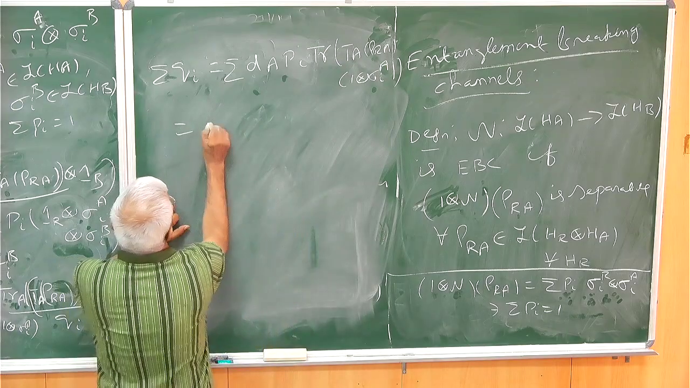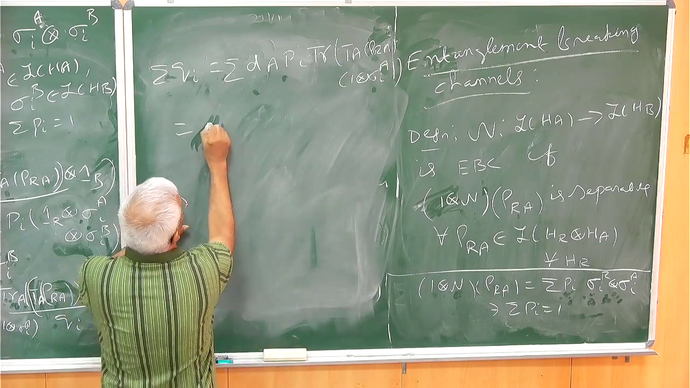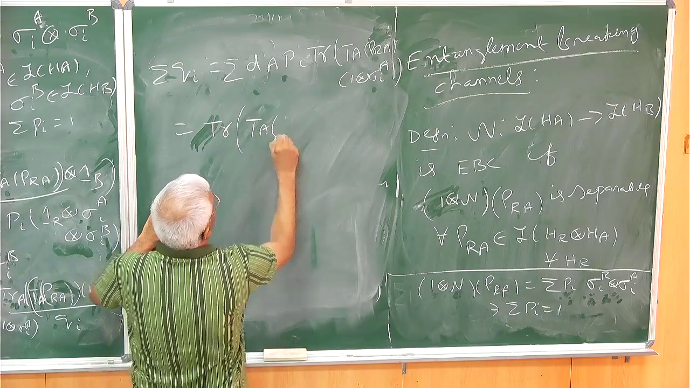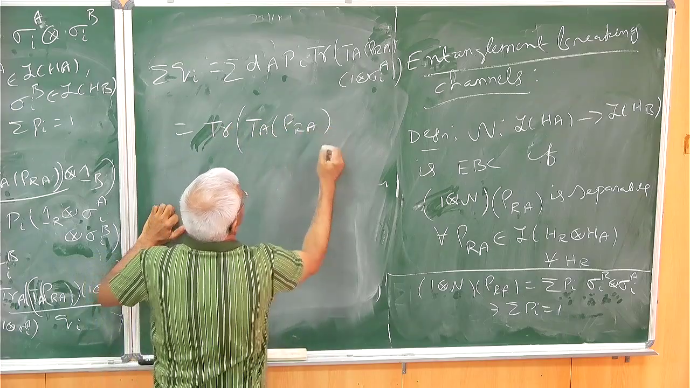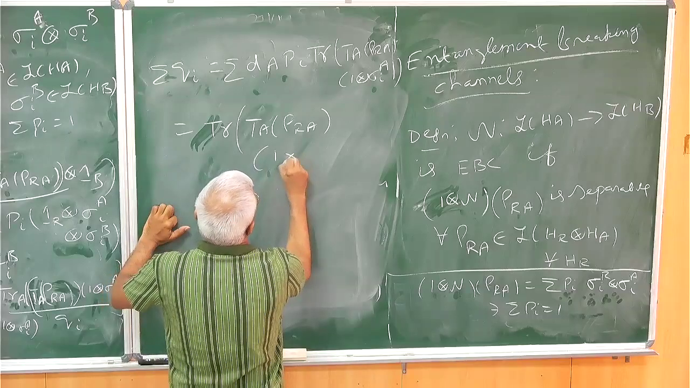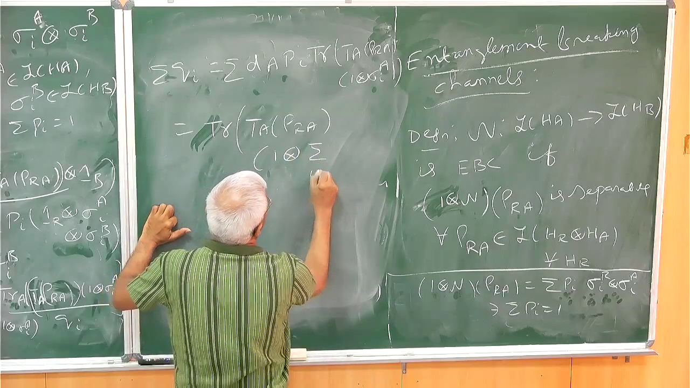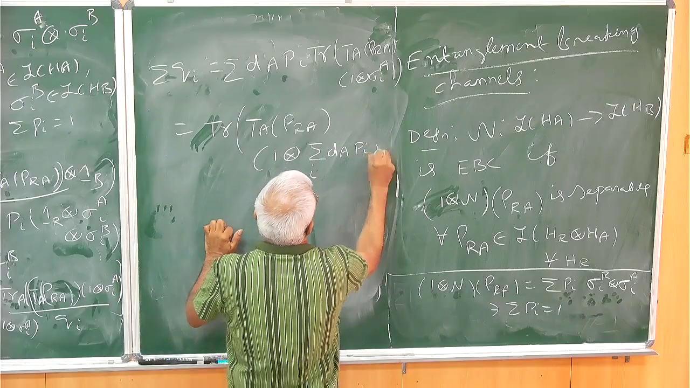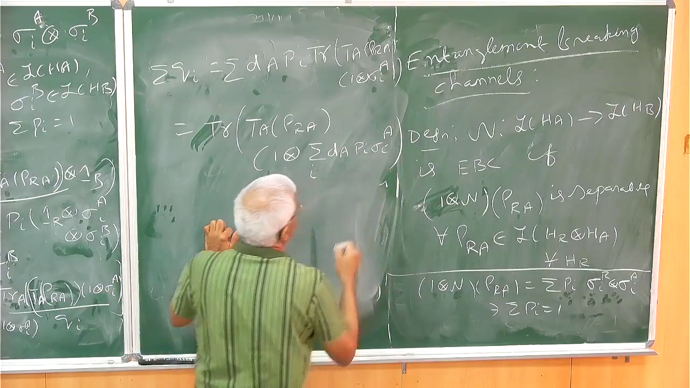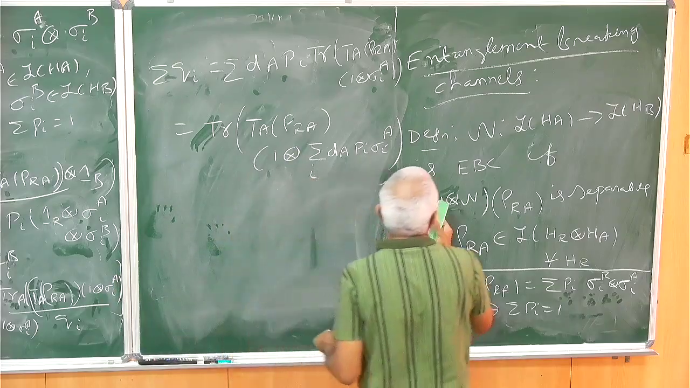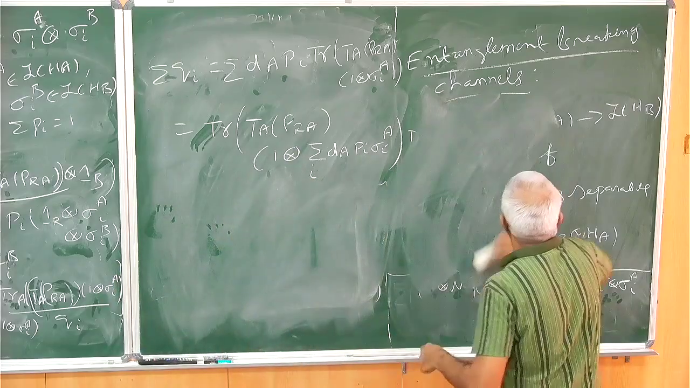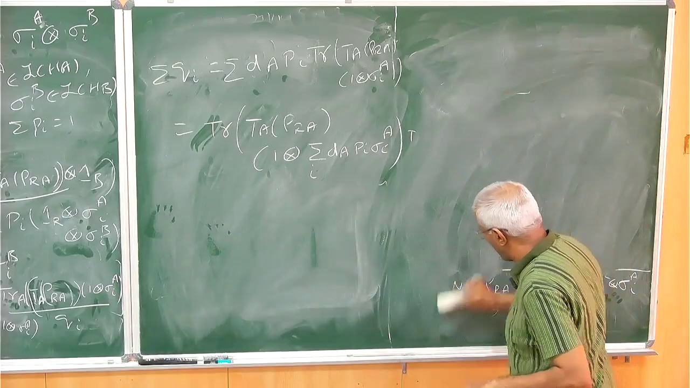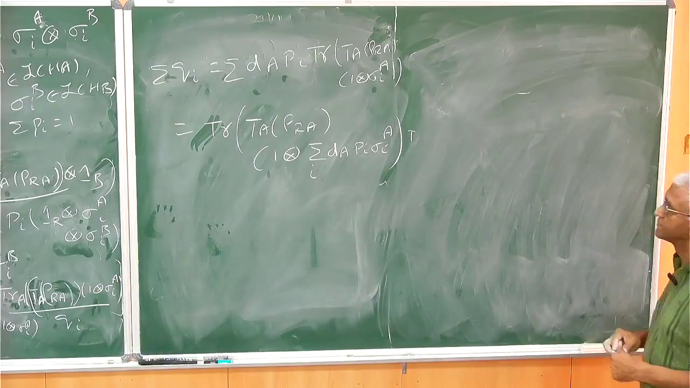So this is just equal to trace of TA of rho RA into 1 tensor, and you can take the summation here, summation over i of dA Pi sigma Ai.